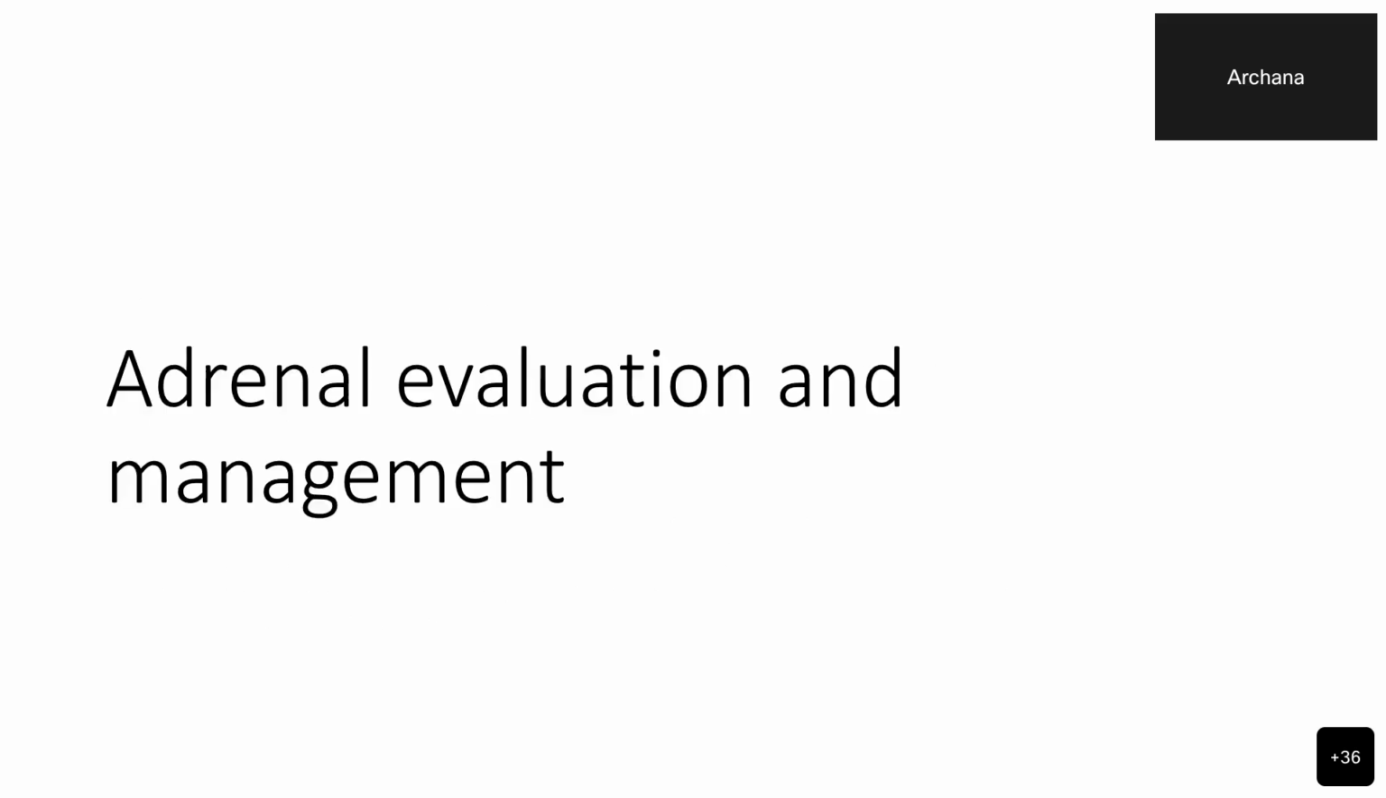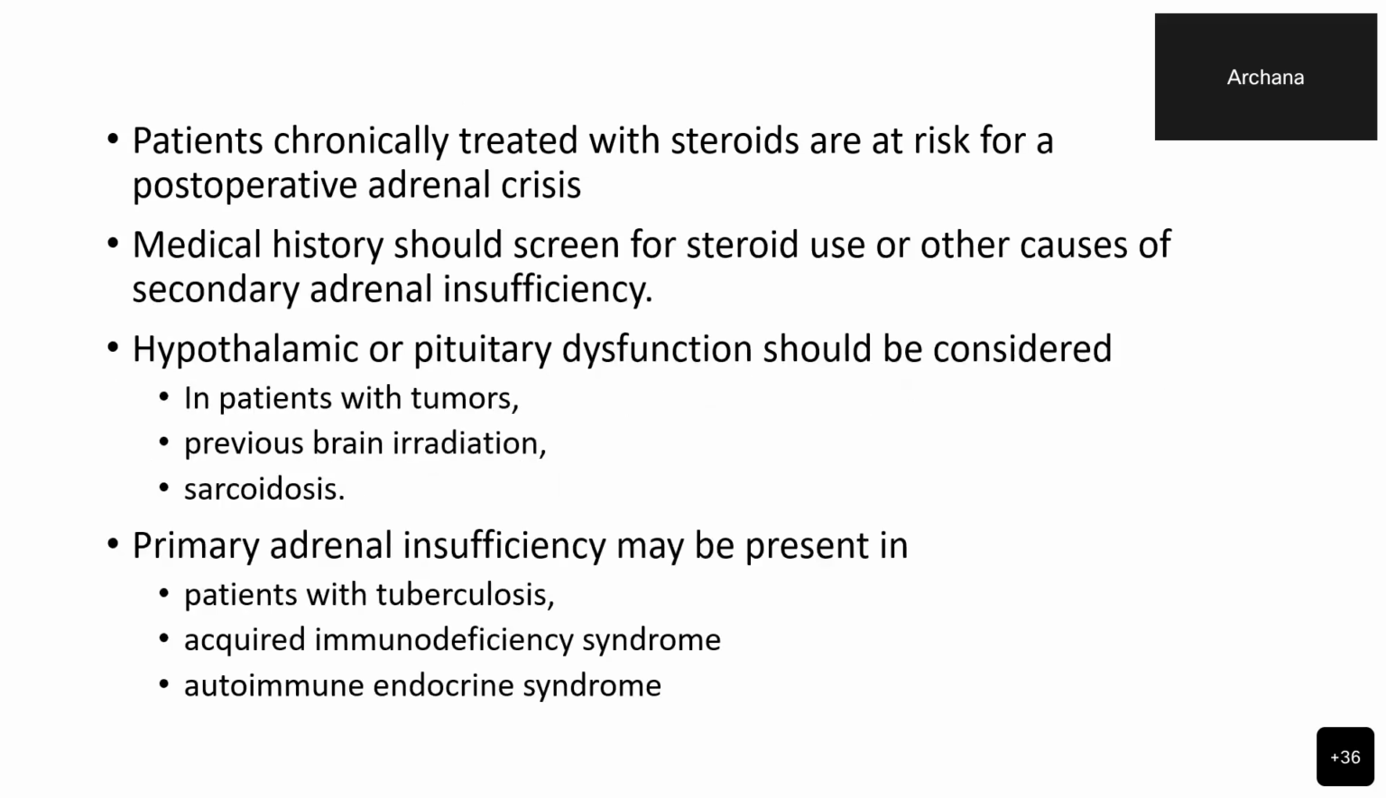Coming to adrenal evaluation and management. Patients chronically treated with steroids are at risk of post-op adrenal crisis. So history should be properly taken to screen for steroid use and other causes of secondary adrenal insufficiency, like hypothalamic or pituitary dysfunction. Primary adrenal insufficiency may be present in tuberculosis, acquired immunodeficiencies, and autoimmune endocrine syndromes. So all these should be noted down in the history.